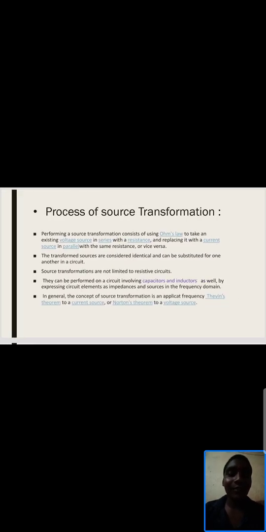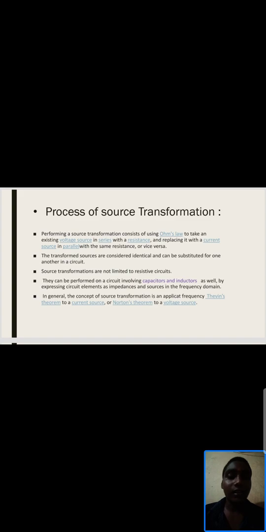Process of source transformation. Performing a source transformation consists of using Ohm's law to take an existing voltage source in series with a resistance and replacing it with a current source in parallel with the same resistance or vice versa. The transformed sources are considered identical and can be substituted for one another in a circuit.